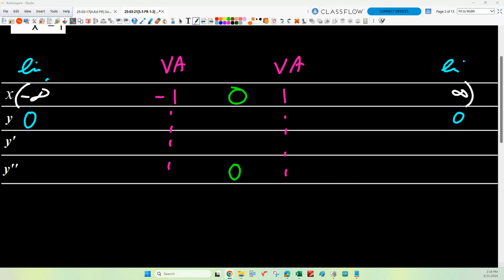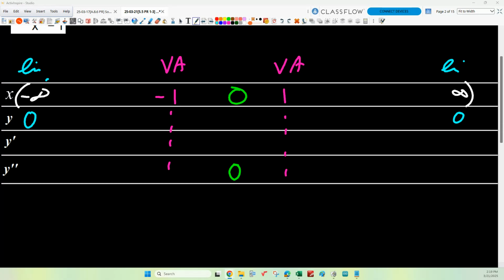So now what? What do we need to do? There are 3 completely separate sections of this function, right? Anytime you have vertical asymptotes, it's breaking this thing up into separate universes that are completely disconnected. So how would I know what's going on to the left of this asymptote at -1?